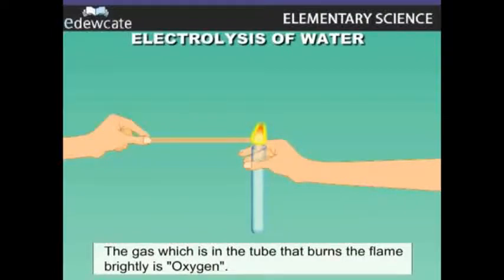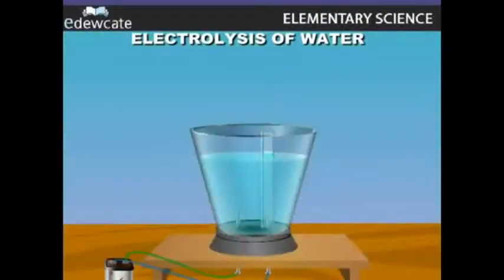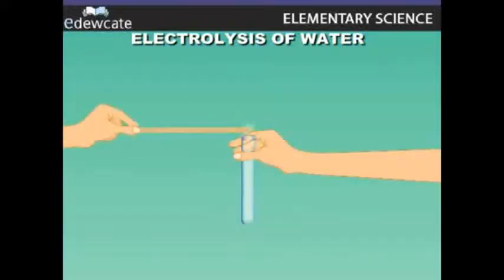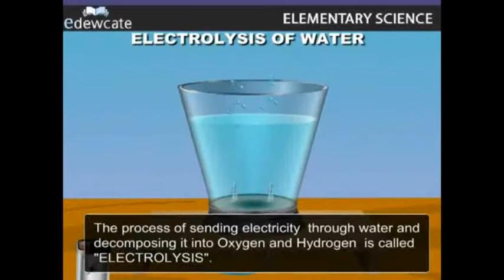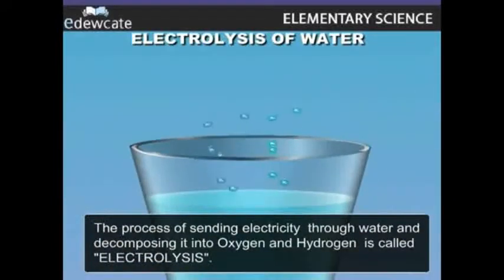Introduce another glowing splinter into the test tube in which more volume of gas is formed and observe it. This splinter is put out with a pop sound. But the gas burns with a blue flame. Hydrogen possesses this property. Therefore, we can say that the gas present in this test tube is hydrogen. In this way, sending electricity through water and decomposing it into oxygen and hydrogen is called electrolysis.